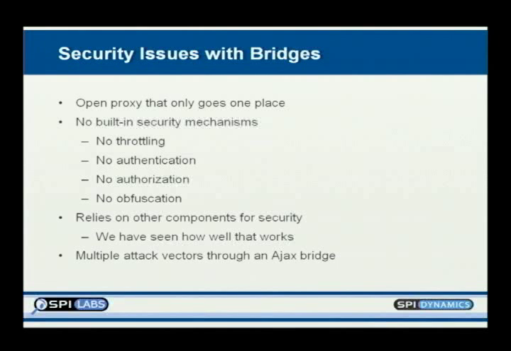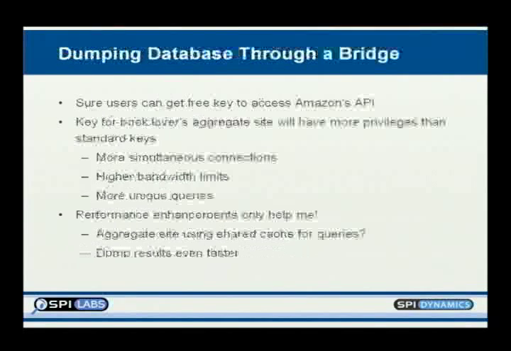Because with traditional web apps, we've got 70% of attacks coming through the application layer. So this is yet another input that attackers can try to attack you through. Like we said, we've seen how well this works. There are so many attack vectors against an AJAX bridge. I'm only going to talk about 2 of them. Dumping a database through a bridge.